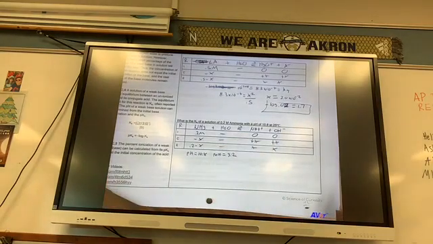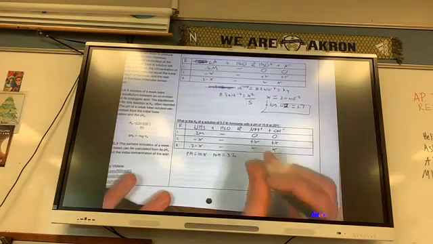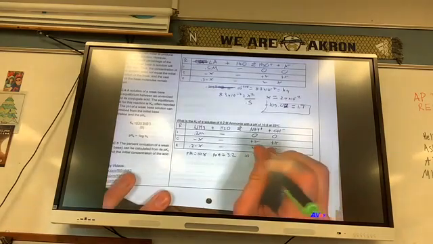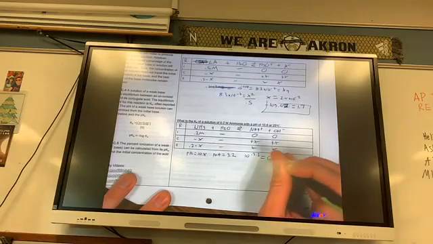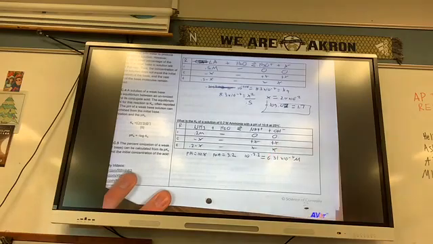Wait, I'm locked in. Where are we going? Figured out that ammonia is a base. It turns out NH3 has one less hydrogen than NH4 plus. Okay, I got 6.31. Oh yeah, 6.31, that's right.